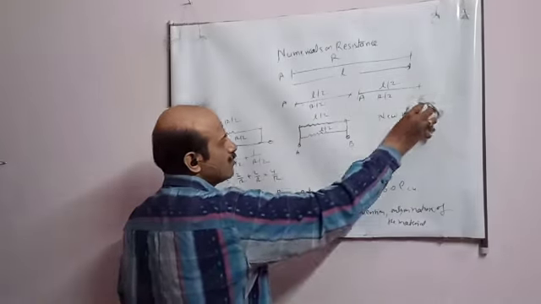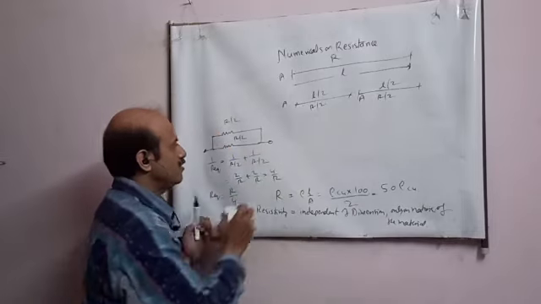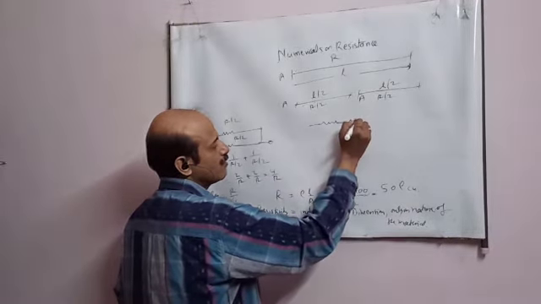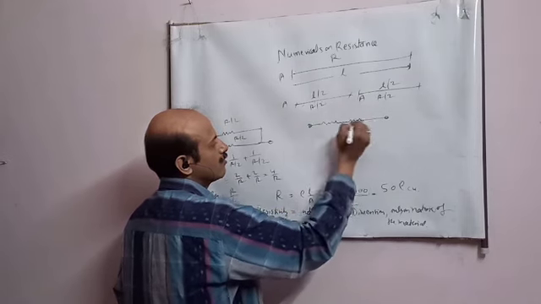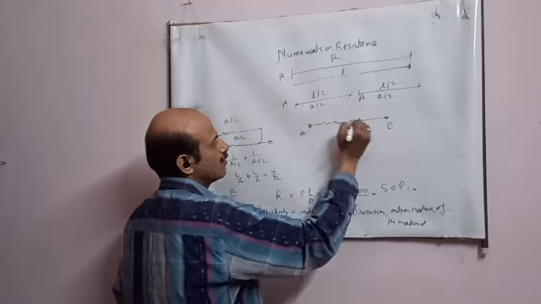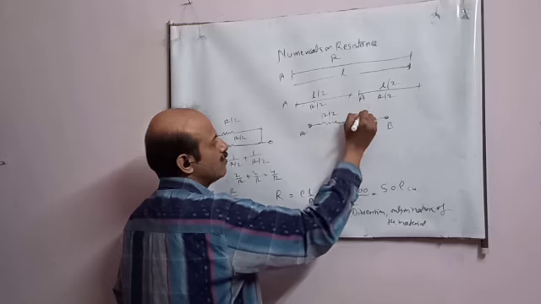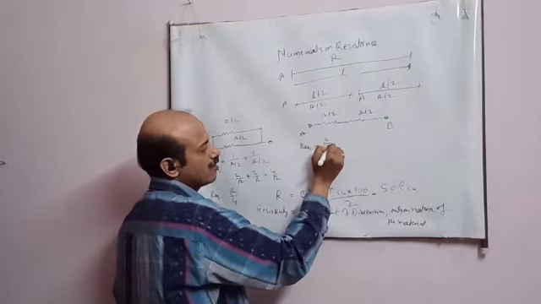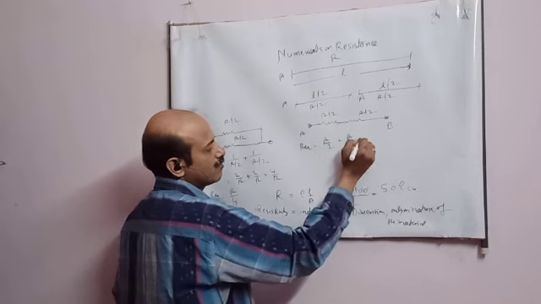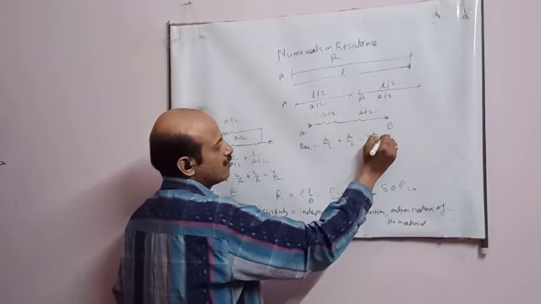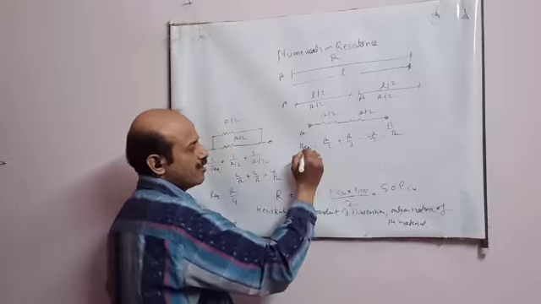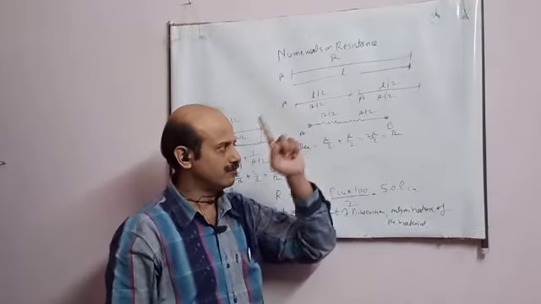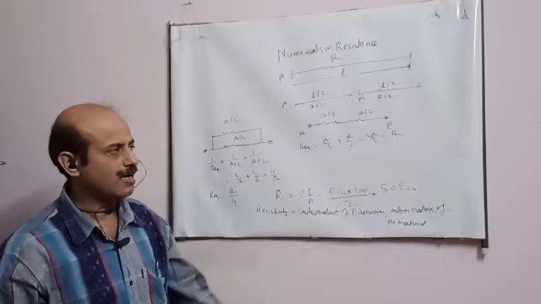Similarly, you can find out when they are connected in series. In series, student, what will happen? R by 2, R by 2. Now series, you know, it is added. See, student, it is becoming the same as the original because now they are added, so it is coming out to be the same as the original one.